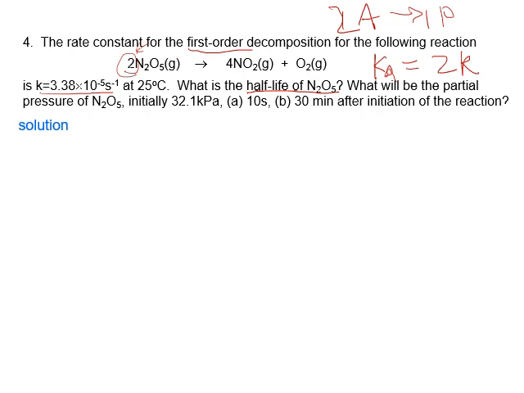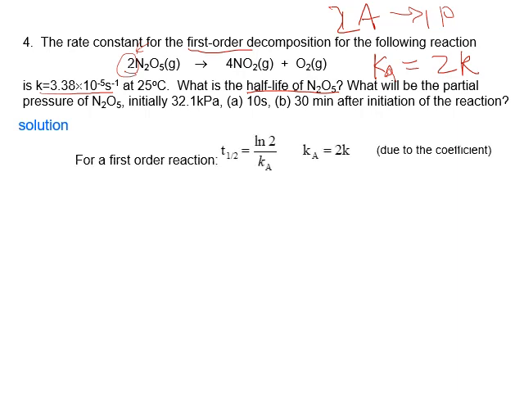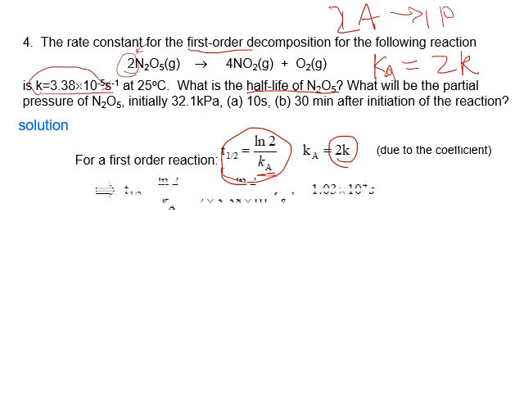For the first order reaction, the half-life we already know is ln 2 divided by k, but here it has to be 2k. So k_A is the effective rate constant. It must be 2 times this k constant. Therefore you can calculate ln 2 divided by 2 times 3.38. That's the half-life.